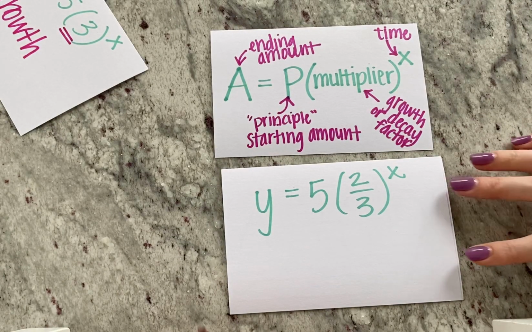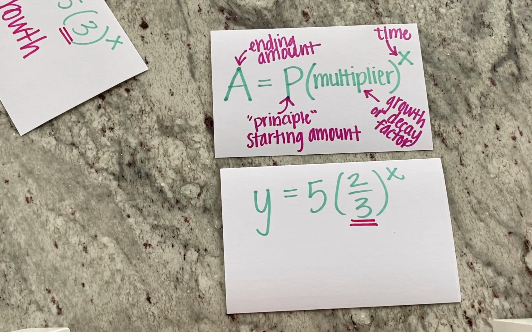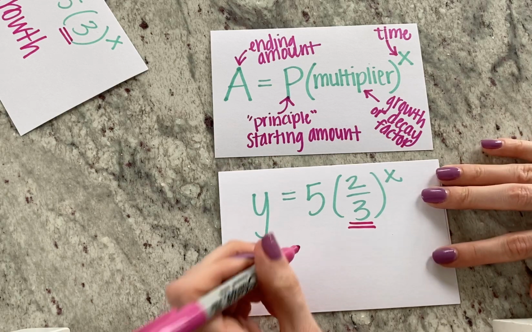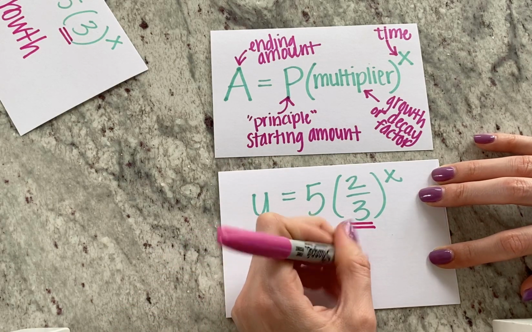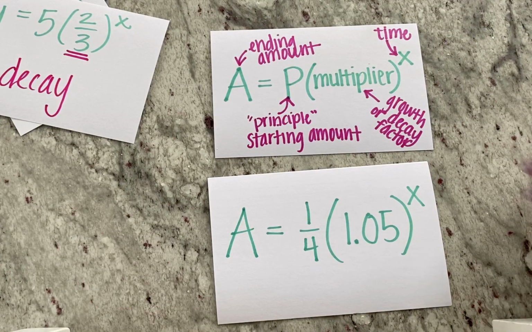How about here? Again, we look right before the x for what that number is. This is our growth or decay factor. It's called our multiplier. It's currently 2/3, which is smaller than 1. So that would be decay. All right, you decide on this one. What do you think?